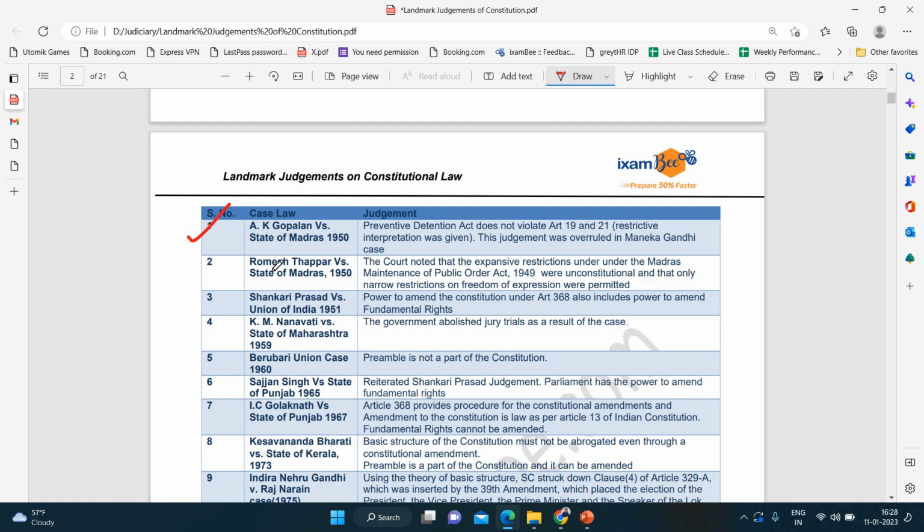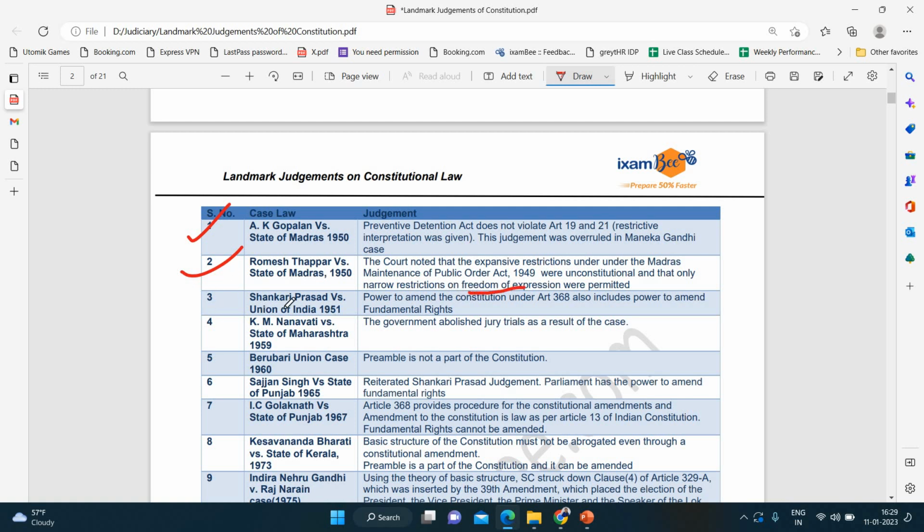The second judgment is Romesh Thapar versus State of Madras. Here the court noted that the expansive restrictions under the Madras Maintenance of Public Order Act 1949 were unconstitutional and that only narrow restrictions on freedom of expression were permitted. The first judgment was related to Article 19 and 21. Second was with respect to the freedom of expression, that is Article 19.